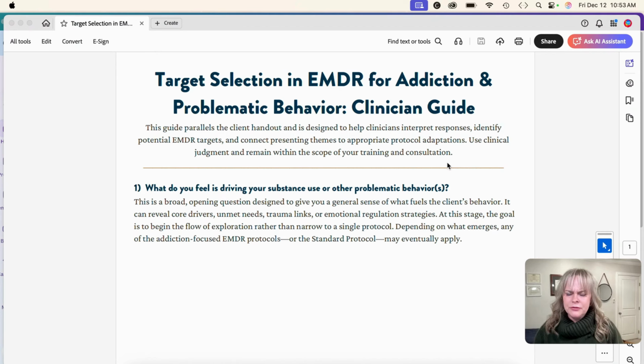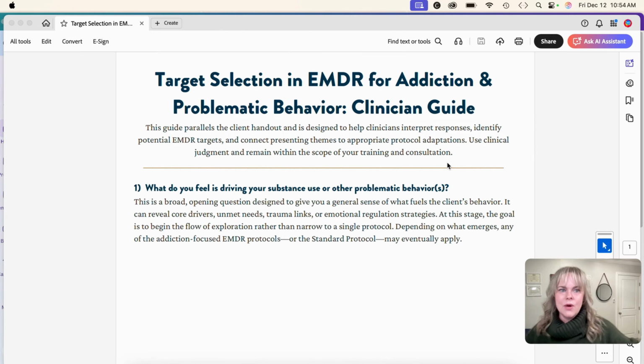Brief recap: EMDR has just the regular standard protocol, and there are lots of other types of EMDR protocols, but the standard protocol is what's validated in research to be efficacious. The addiction focused protocols, the only one that's really had a lot of research is the CravEx protocol. And if you're interested in all of that, you can go to my EMDR Addiction and Recovery Hub, or you can attend my continuing education course.